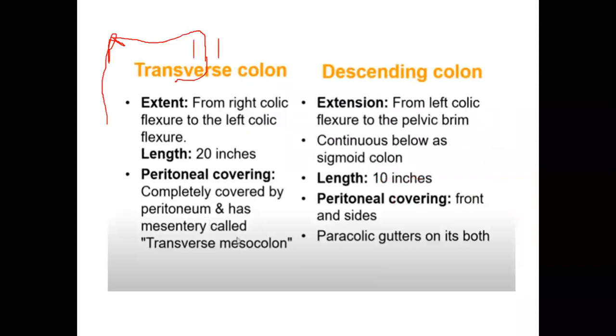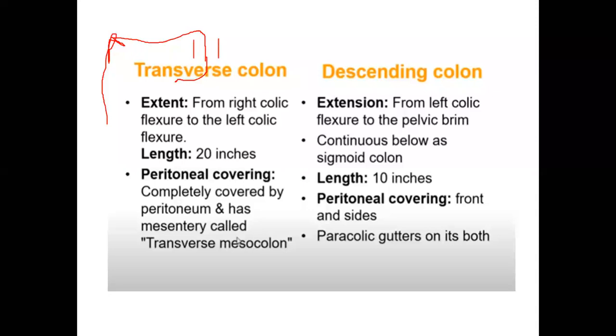And then we have the transverse colon and the descending colon. So the transverse colon is the part beginning from the right colic flexure up to the left colic flexure, and it is measuring 20 inches. It is covered by its own peritoneum and as well it has its own mesentery. The mesentery of the transverse colon, the transverse mesocolon, contains the superior mesenteric artery.